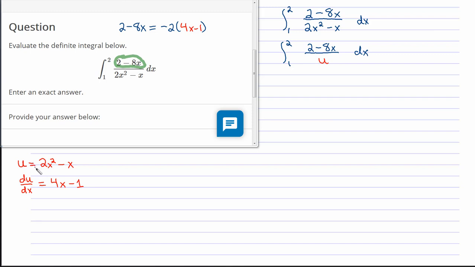It's sort of an art, learning how to pick a good choice for u. So just keep practicing, and the more you practice, the more of a feel you'll get for it, and the better you'll get at it. All right, so anyway, let's keep going here.